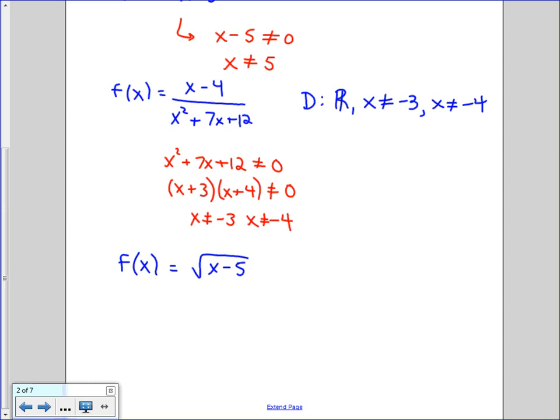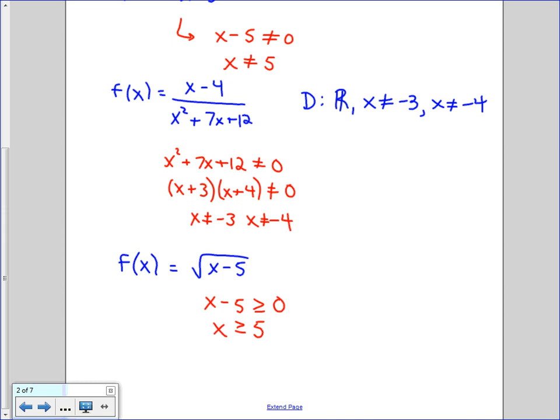So when you have a square root in your function, instead of saying that x minus 5 cannot equal 0, you have to say that x minus 5 must be greater than 0, right? Because it has to be positive. It can also equal 0. So when you're writing your domain here, include a greater than or equal sign, then solve for x. This time, x has to be greater than or equal to 5.